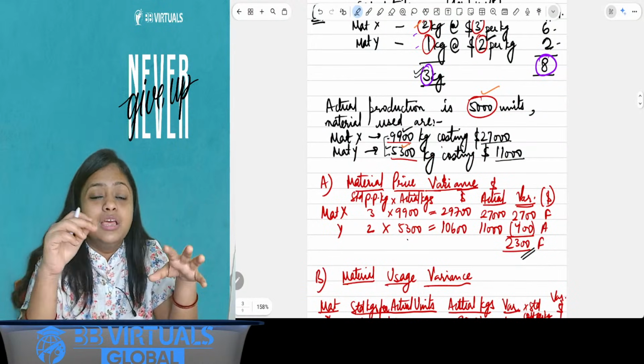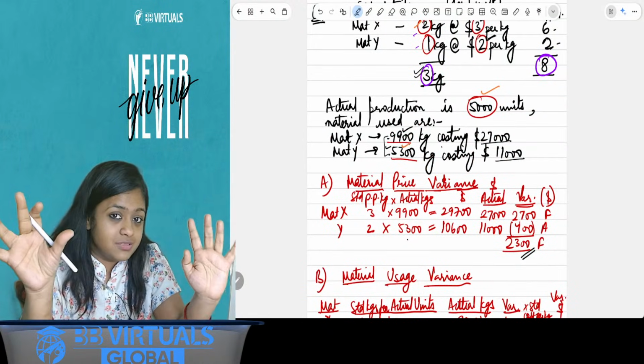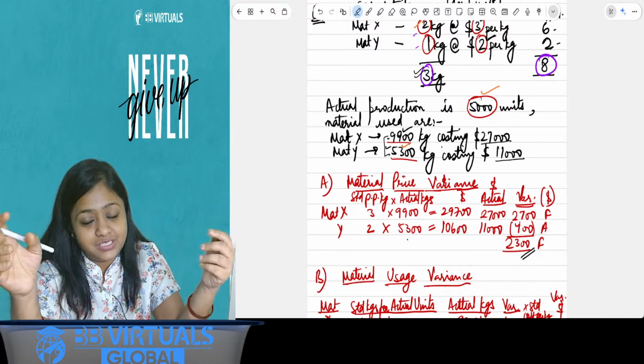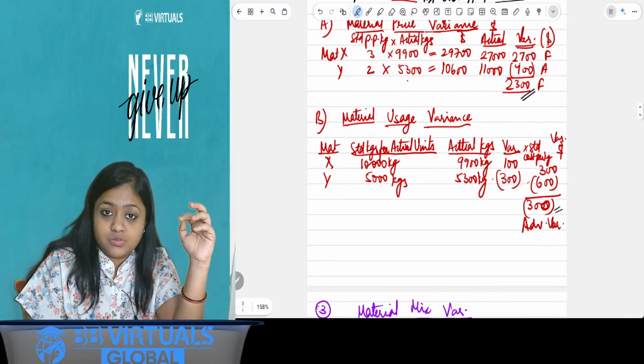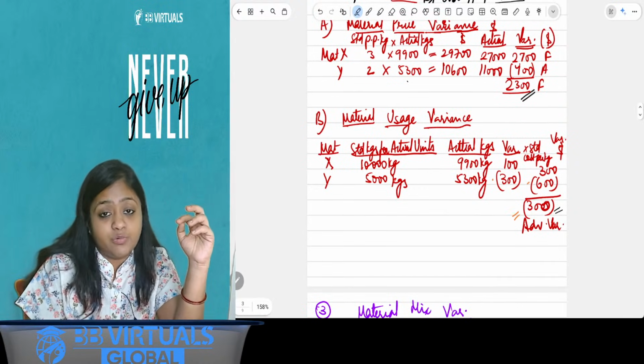This is not standard. Standard says to use only 5,000 kgs. We have used 5,300 kgs. Since we have used more, it's an adverse variance. Okay, and then you reduce it. Finally, you get your 300 adverse variance.